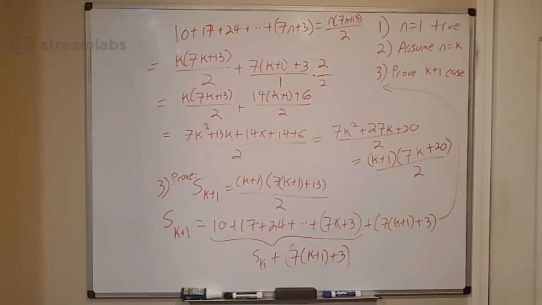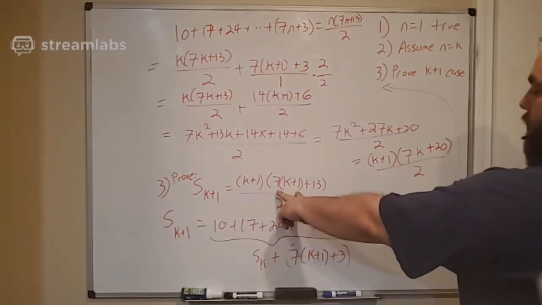Gonna hope by the silence that means yes. Wait. No. Why is it 20? Because if I multiplied this out, this would be 7 times k plus 7 plus 13. The 7 and 13 would make a 20. Okay.